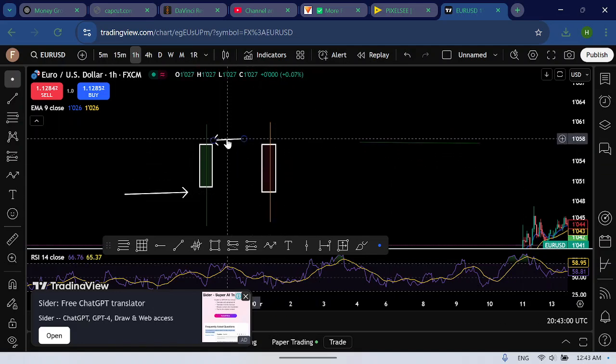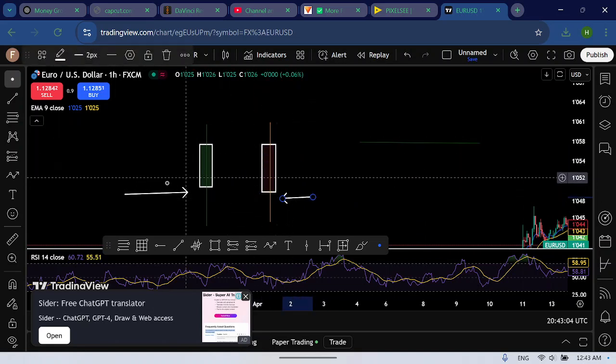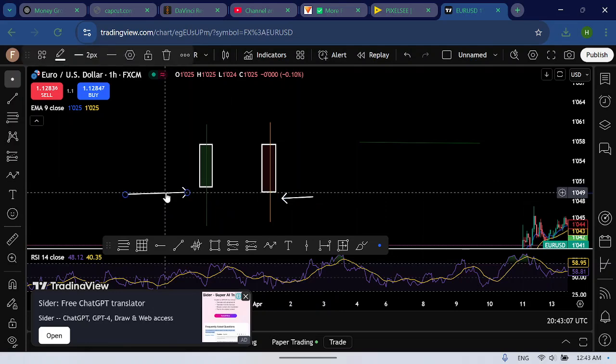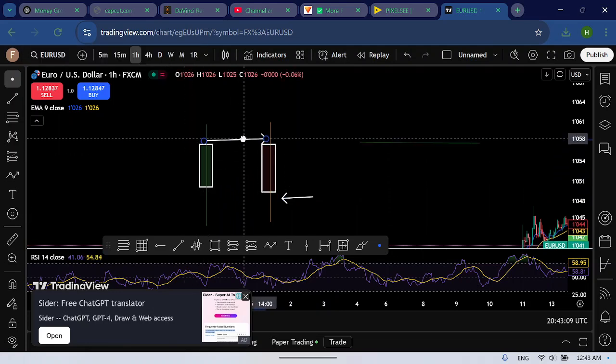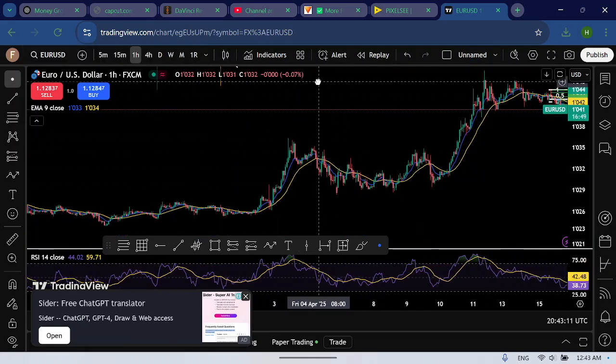When I talk about the red candlestick, you will understand what I mean by that. The close in a red candlestick is down here, and the open would be up here. I'll show you how it works.